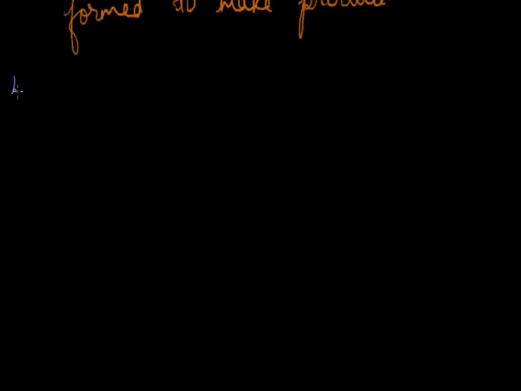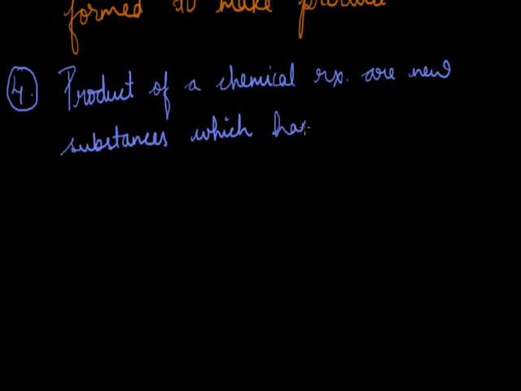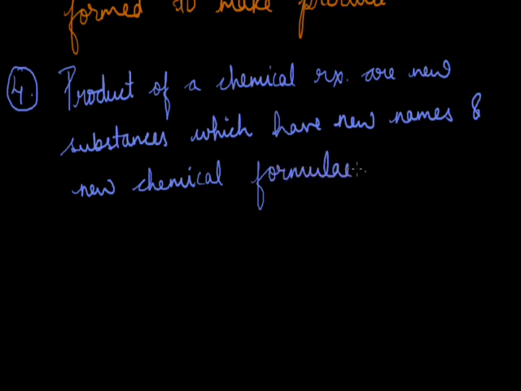The next property of a chemical reaction is that products of a reaction are new substances which have new names and new chemical formulas. So by the above examples we can easily illustrate this. Products of a chemical reaction are new substances which have new names and new chemical formulas. This we can easily understand.